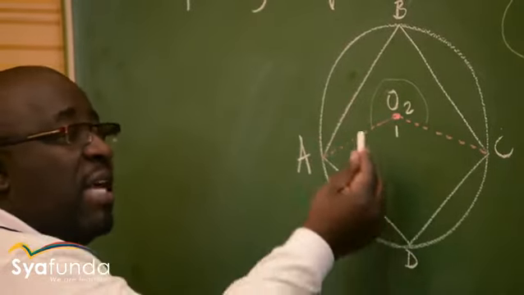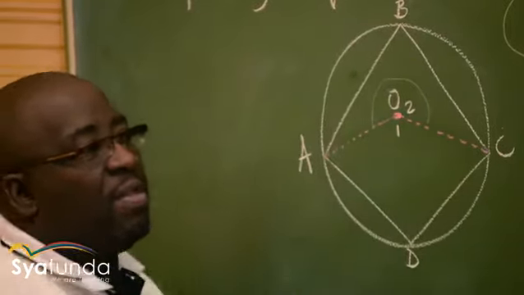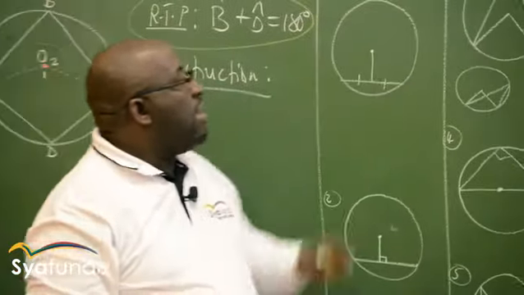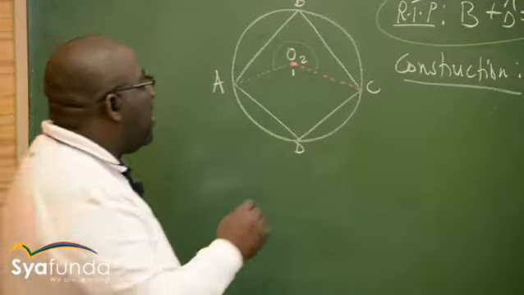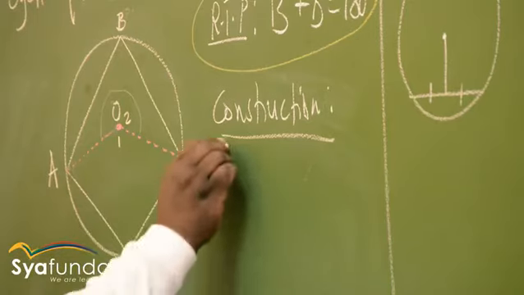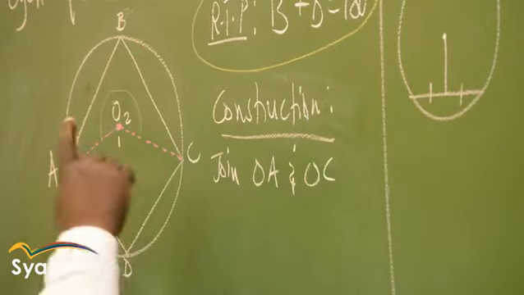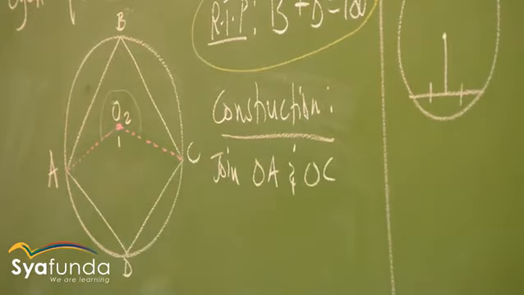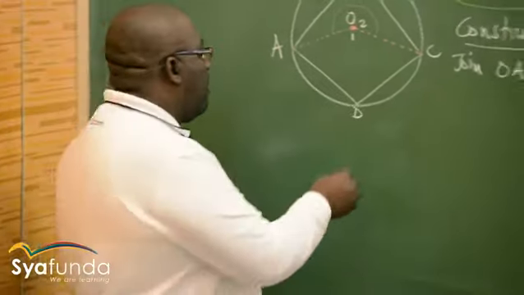If I'm coming from this side, angle O1 will be equal to 2 angle B. I'm taking this from the theorem: the angle at the center is twice the angle at the circumference. But that's my construction. In other words, I've joined OA and OC. Make sure that O is the center of a circle. For this to work, O must be at the center of a circle. Now, once we have that scenario, let us do our proof.